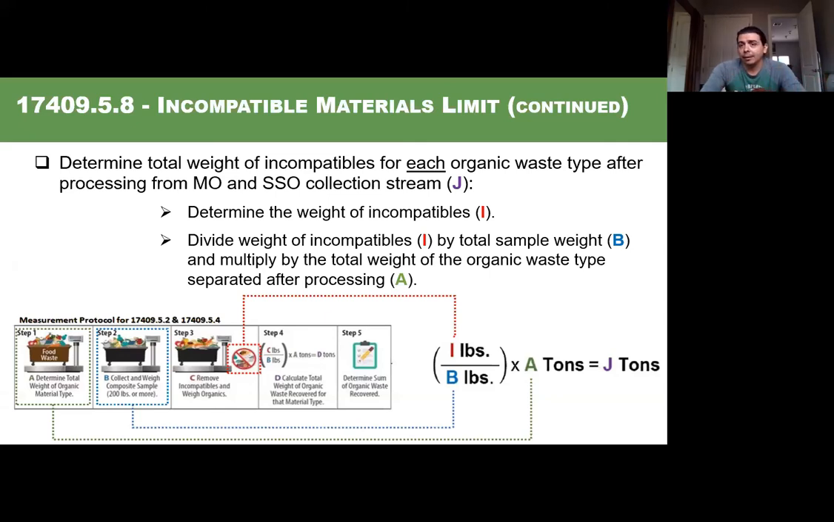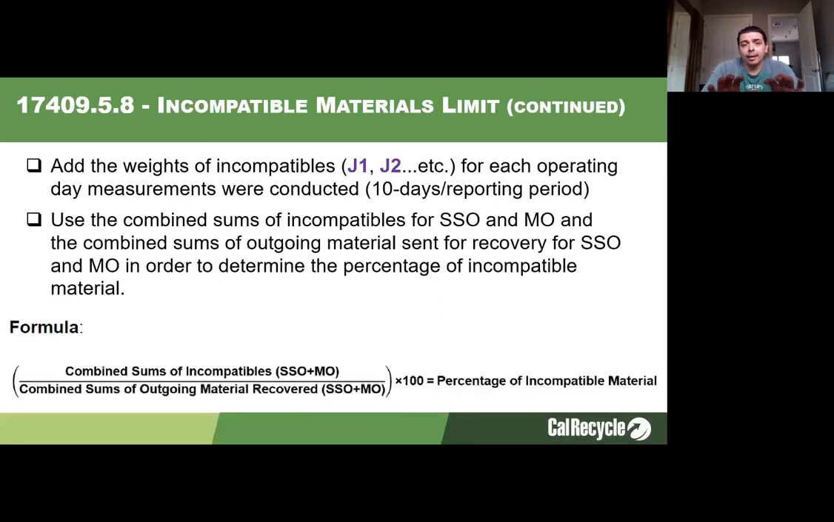Then rather than the total organics being recovered, we're looking at J, which in this case is the total weight of incompatibles in each organic waste type after processing. This is used in both the mixed waste and the source separated samples, so both 409.5.2 and 409.5.4. The operator is adding the total weight of those incompatibles from the samples for each operating day measurements were conducted, over those 10 consecutive operating days, to get the total amount of incompatibles.